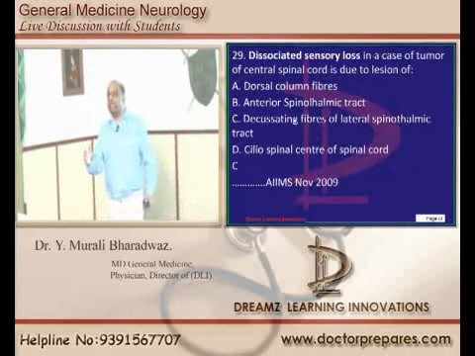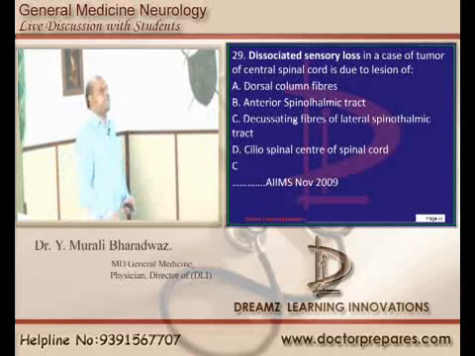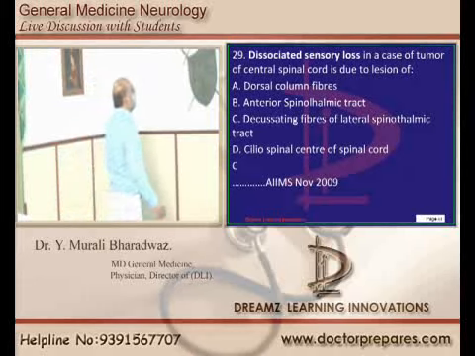Where do you have dissociated sensory loss? What is meant by dissociated sensory loss? Pain and temperature are involved, while the dorsal column's vibration and touch are not involved. Why is it like that?